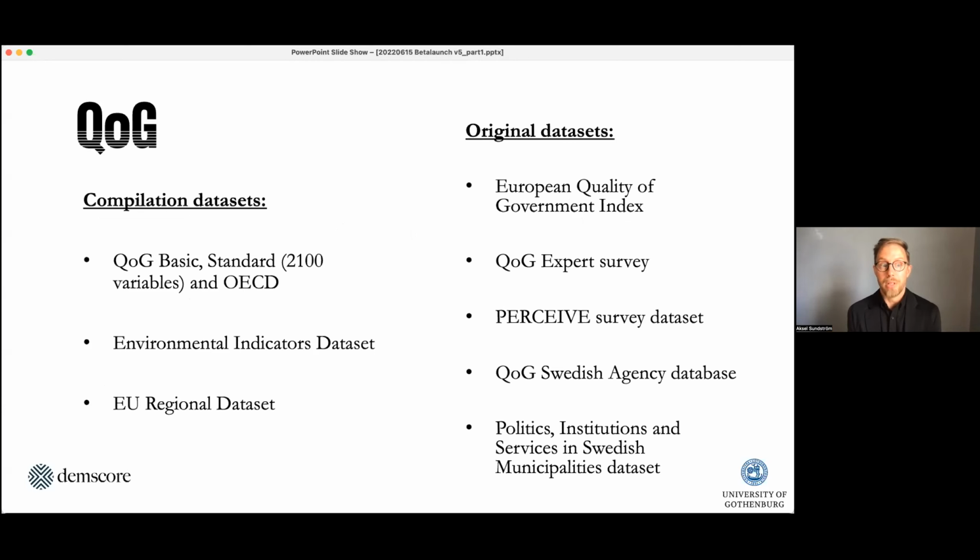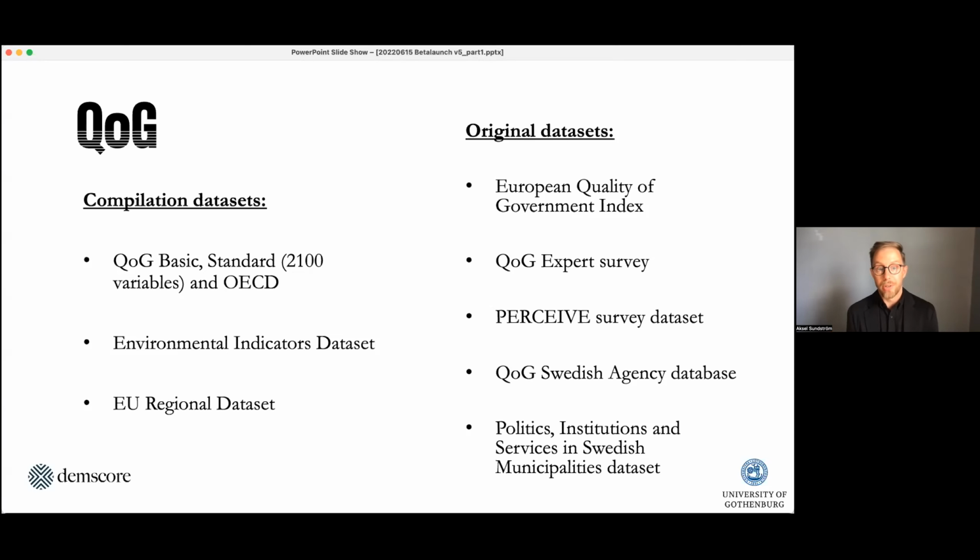There are also more niche data sets focusing on a smaller number of units, such as the OECD countries or the most commonly used variables in COG Basic. So those are core data sets. Then we have other compilation data sets, such as the environmental indicators data sets for those interested in natural resource degradation across the globe, or the EU regional data sets, which is a compilation of mainly Eurostat statistics for the regions of the European Union.